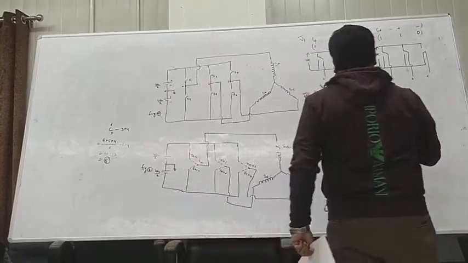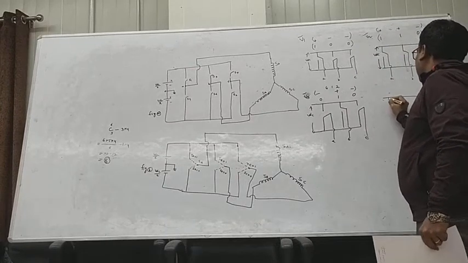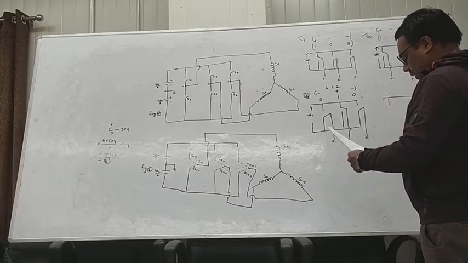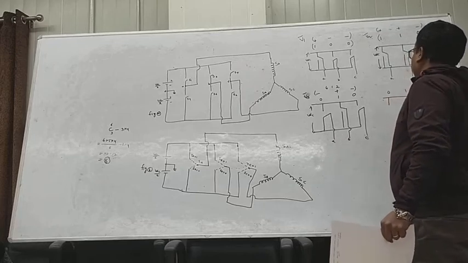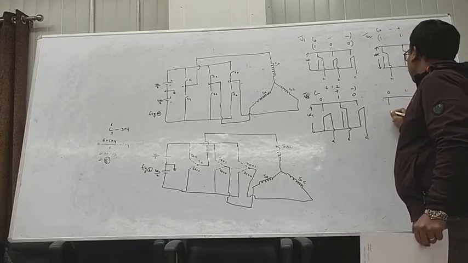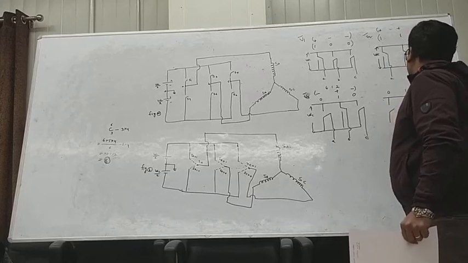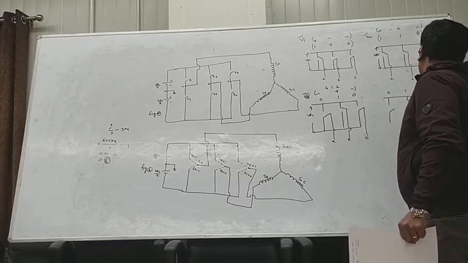And if you take the fourth switching state, what is that? Again we consider the fourth switching state 0 1 1. It means the bottom switch S4 is connected, top switch S3 is connected, and top switch S5 is connected.